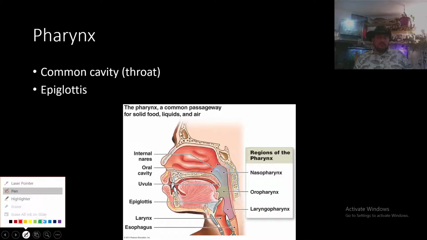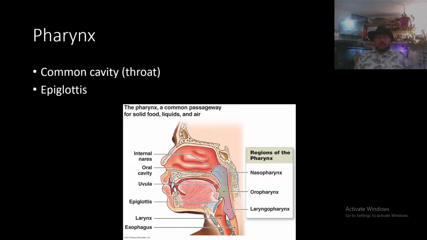So it interfaces with both the esophagus, sort of behind the trachea, which is this larger rigid tube for breathing. So the pharynx is a common cavity. The throat is a big common cavity used in both respiration and digestion. Our barrier to the respiratory system is called the epiglottis.